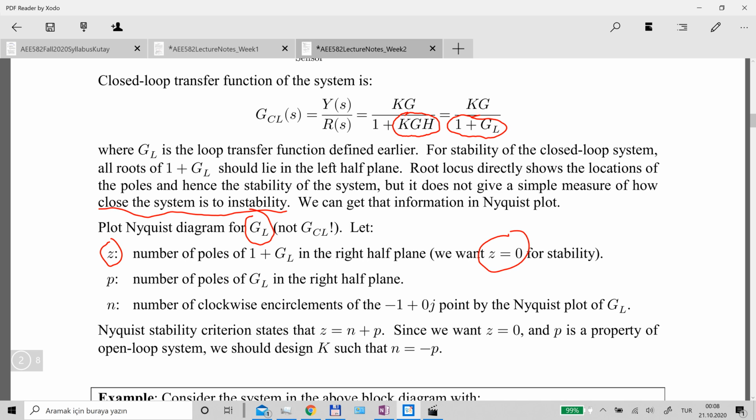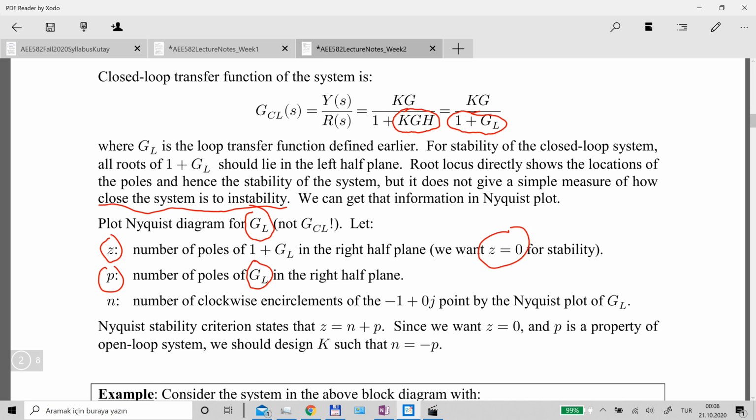Okay. Then P is the number of poles of GL in the right half plane. So this is your loop transfer function, and P is the number of unstable poles of your loop transfer function. So this doesn't have to be 0. Your open loop system may be unstable, in which case GL will have those right half plane poles. And how many of them gives you this P number.